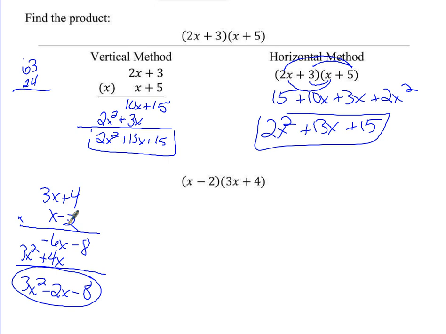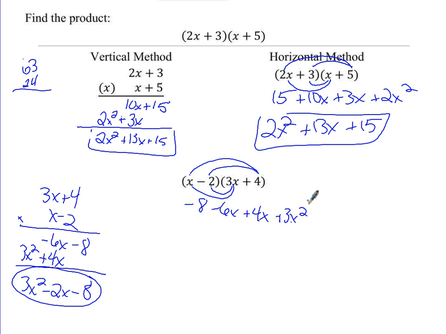First I did the negative 2 times 4. So negative 2 times 4 is negative 8. And then negative 2 times 3x, negative 6x. And then the next thing I needed to do was this x times 4, which was positive 4x. And the last thing I need to do is this x times 3x, right there, which is positive 3x squared. So then I need to combine like terms in standard form.